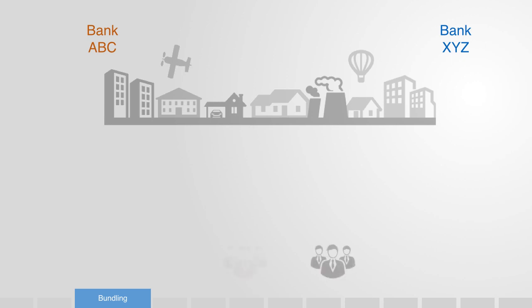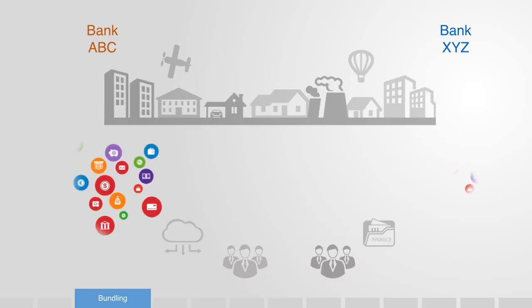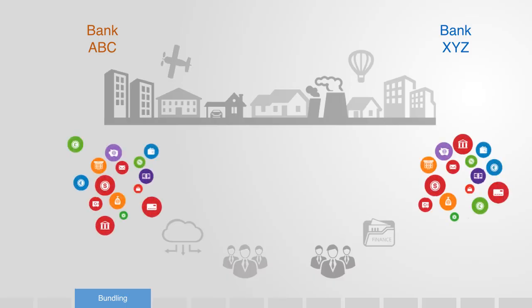So what is the difference between bank ABC at one end of your street and bank XYZ at the other? Not much, really. They're both buying their technology from a handful of platform technology providers like IBM and Visa and bundling the components in different ways to appeal to different customers.